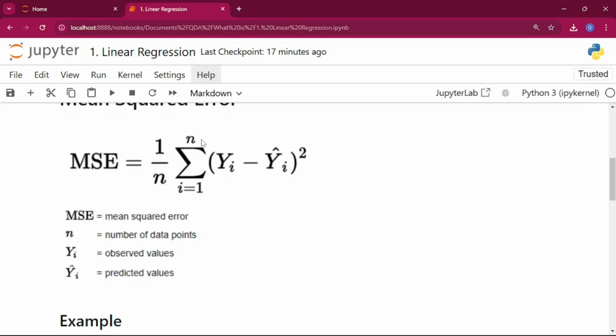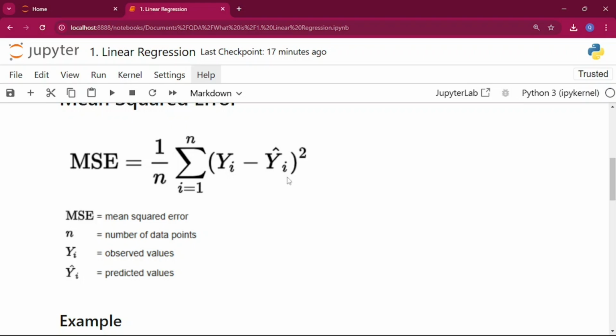So by minimizing this cost function, the algorithm adjusts the parameters m and b to make the model's predictions as close as possible to the actual data, which is also called the observed value, and this is called the predicted value.